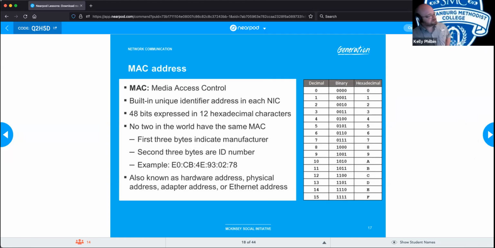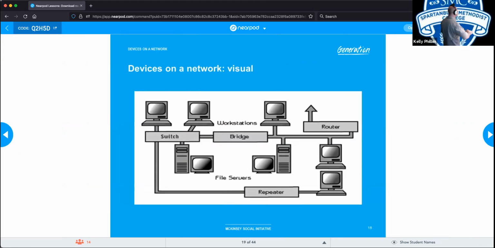Thank you, Avery. Moving right along to devices on a network. All of these things we'll be getting into in more detail when we get into TCP/IP, SOHO routers, and network servers. We'll talk about these more as we go, but we're going to get pretty good information on them today. We have the switch, the bridge, the router, and then the repeater.